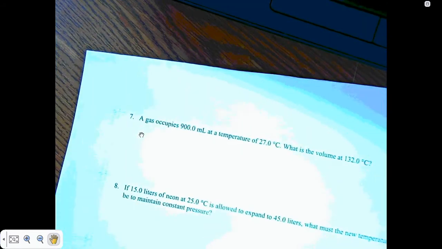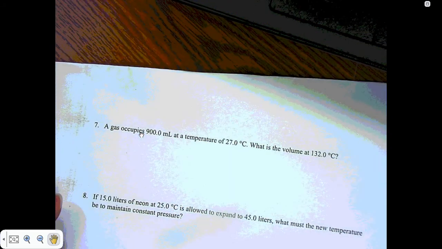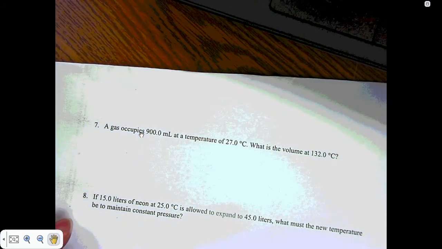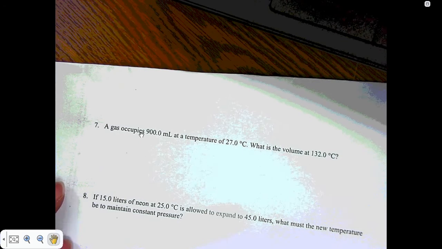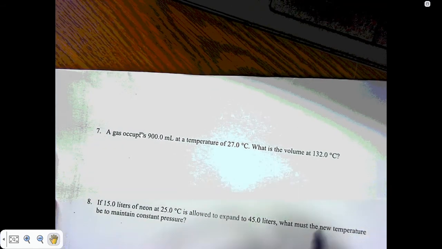All right, so in this next question, we're looking at a gas that occupies 900 milliliters at a temperature of 27 degrees Celsius. What is the volume at 132 degrees Celsius? Now, it is very tempting to attempt to solve these problems using the temperatures in degrees Celsius. However, they must be solved using Kelvin, or you'll end up with perhaps an incorrect answer. Most likely an incorrect answer. So let's look at this.